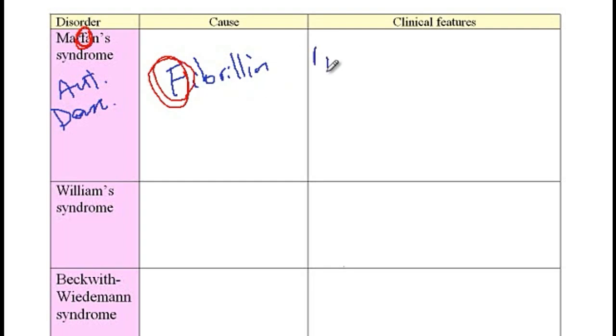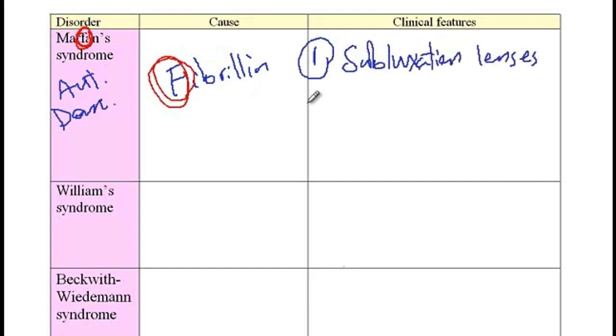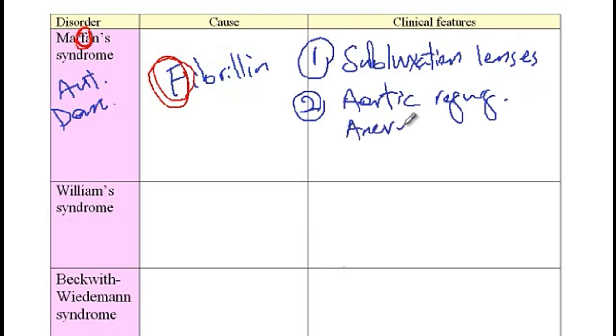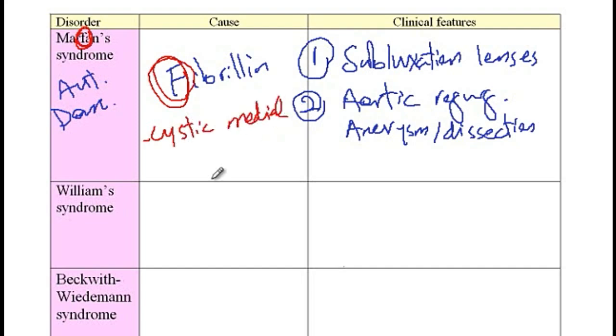And these patients present with upward subluxation of the lenses, aortic regurgitation, aneurysm, as well as dissection. And these complications are due to cystic medial necrosis of the aorta, where the muscles and elastic fibers in the aortic media are replaced by the mucopolysaccharides.